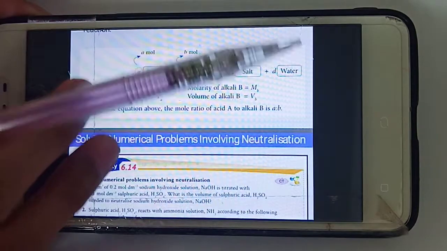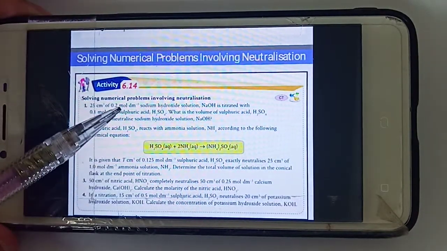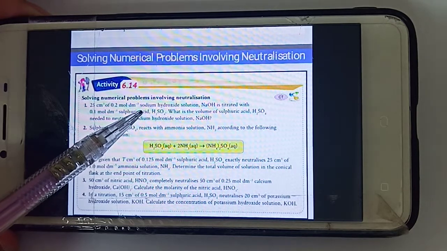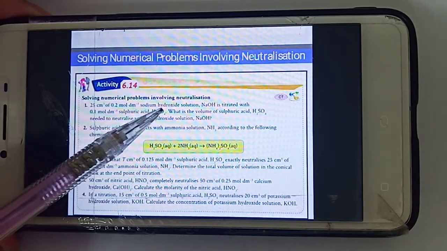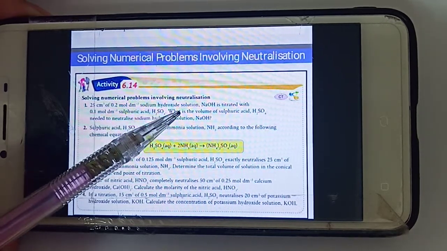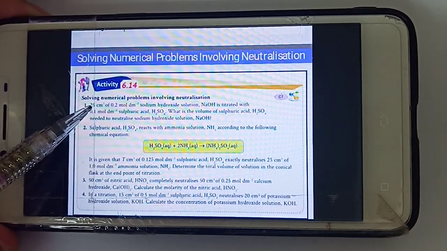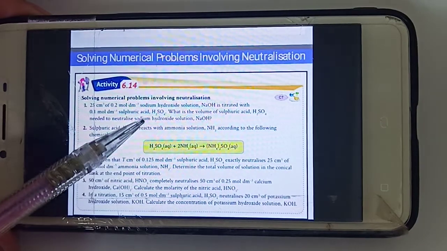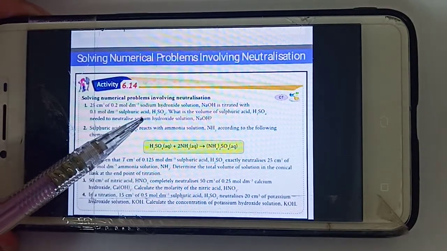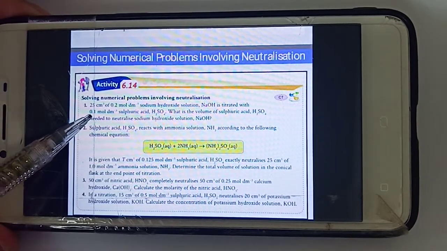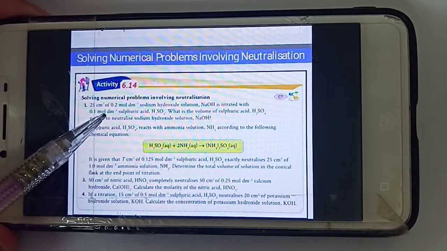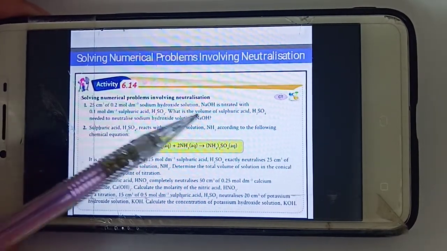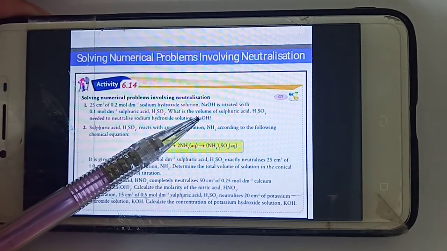Okay, so based on the question here, we are given, take a look, this is our base, our alkali, sodium hydroxide. For sodium hydroxide, we know the volume and we know the molarity. And then for our acid, we are using sulfuric acid. We are given the molarity only. So can we find the volume of sulfuric acid?